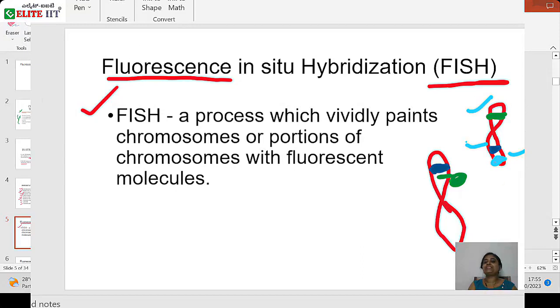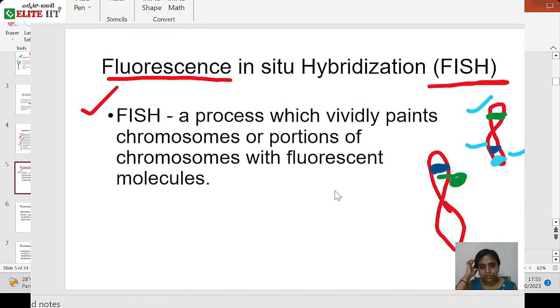So here we are just painting, giving different colors in the chromosome, adding different colors in the chromosome. Okay, so therefore this process is known as FISH.